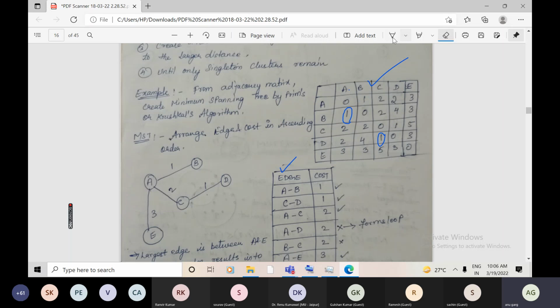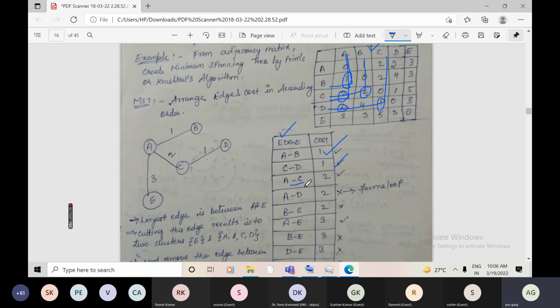Which edge do you have here? A, B. And here which edge do you have? C, D. So write down their cost, A, B, C, D. After 1, take 2. Now you have 2 here. Which edge is coming here? A, C, and here it is B, C, and one more 2 is here, that is D, A, A, D. So write down those 3 edges and their cost.